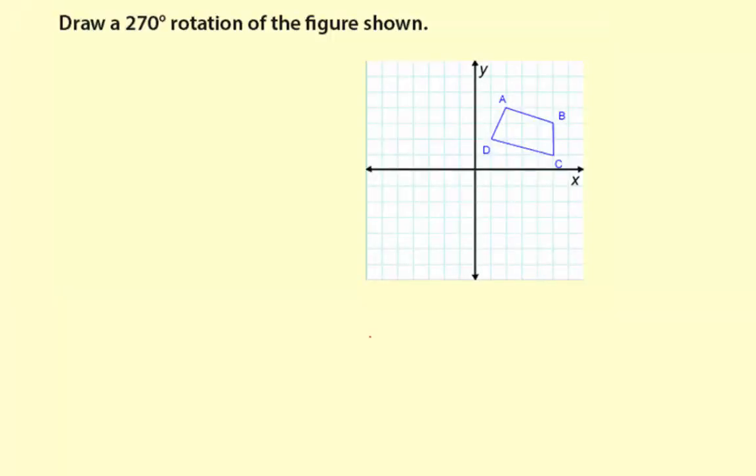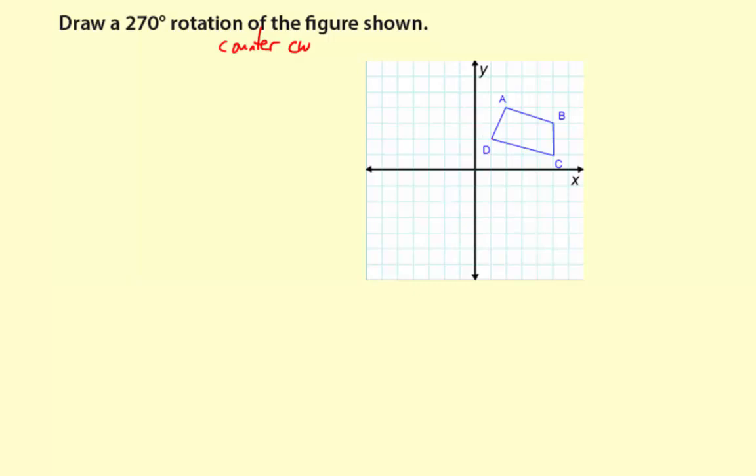Draw a 270-degree rotation of the figure shown. This is going to be counterclockwise, and I know that because that's just the assumed rotation. If you're not told otherwise, it's counterclockwise. Now let's take a look at this rotation.